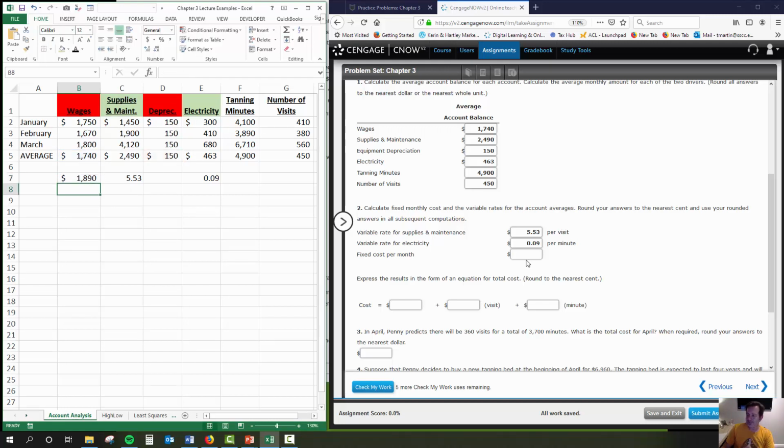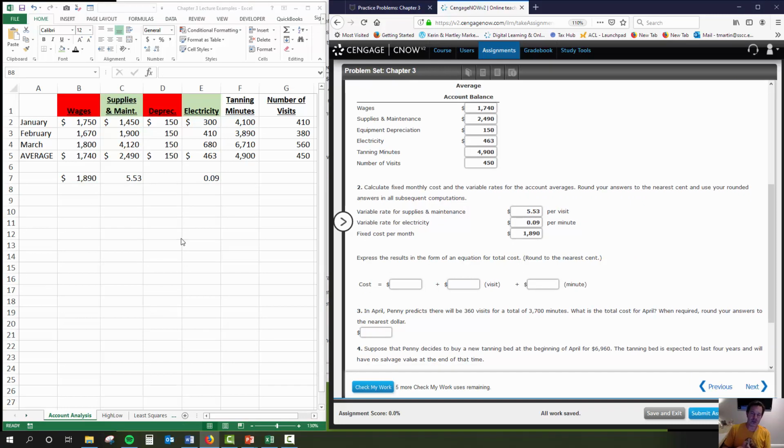So $1,890, $1,890 a month. So whatever we're charging people, we should be recouping enough to recover that $1,890 in fixed cost, as well as the variable cost of each visit.